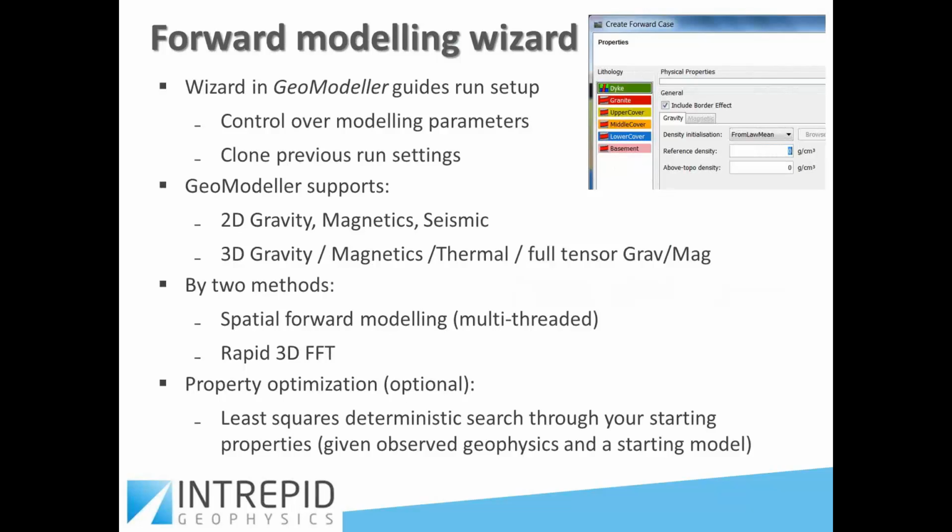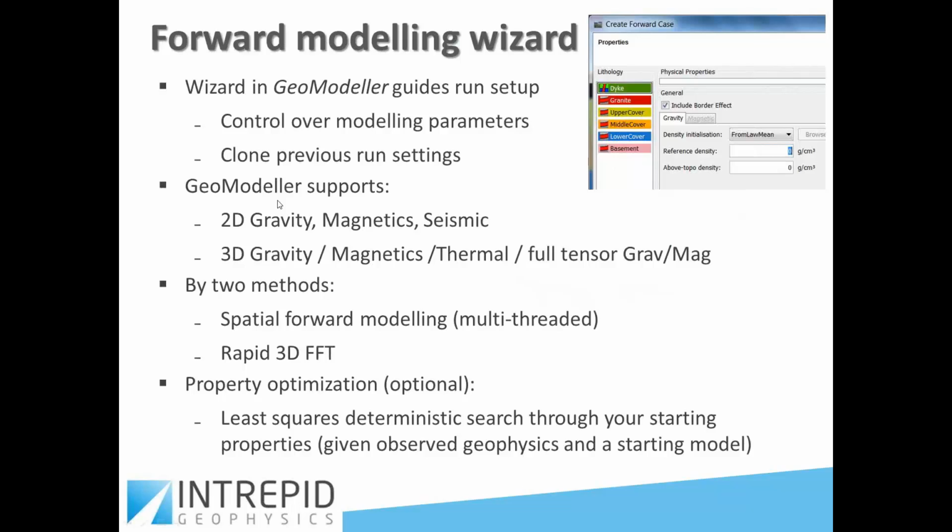Just to say something about the forward modelling wizard, which I'm about to demonstrate after the completion of the PowerPoint today. The wizard in GeoModeller guides the run setup, and here we are allowed to have control over modelling parameters, and for instance we can clone previous run settings so that it's quicker and easier to duplicate something you've set up in the past and then just make one small change to it.